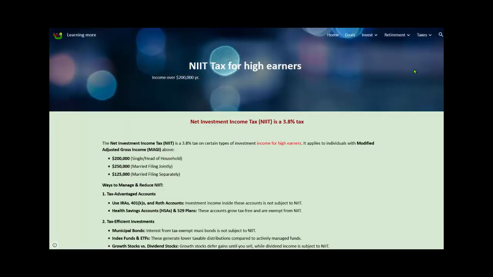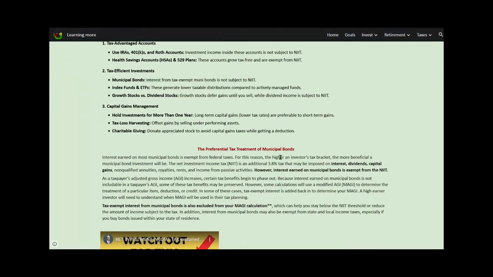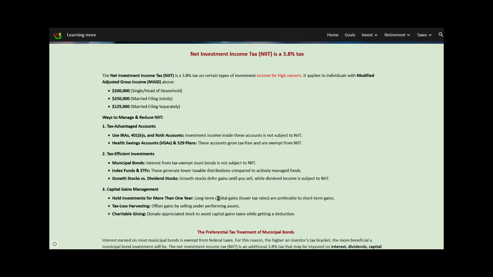Now, for the high earners out there, if you're earning more than $200,000 a year, you will need to pay attention to this. If you're earning less, you could just skip this chapter. But this is an additional tax of 3.8% on any interest that you earn in the bank or dividends or capital gains. These items will be taxed at this additional rate. And we explain that in this chapter.